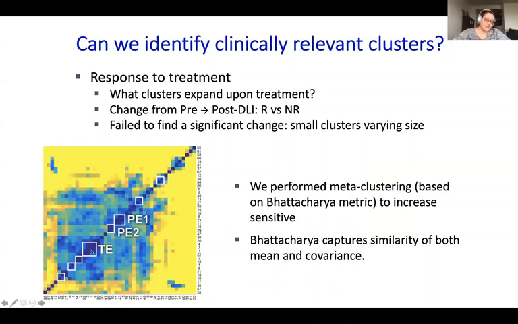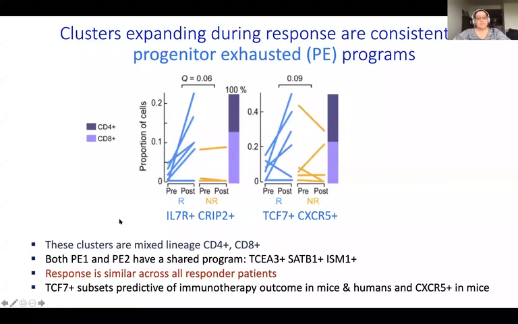And as you can see, the bluer it is, the more similar it is. You can see a number of meta-clusters that are very similar, that have this very strong blue, where these clusters are almost the same. So we merged them into meta-clusters, and indeed, once they were merged into meta-clusters, we could find significantly expanding clusters across patients. And these significantly expanded clusters actually expressed many genes of progenitor exhausted cells. And we found two such subsets of progenitor exhausted T cells that had both CD4 and CD8s in them.